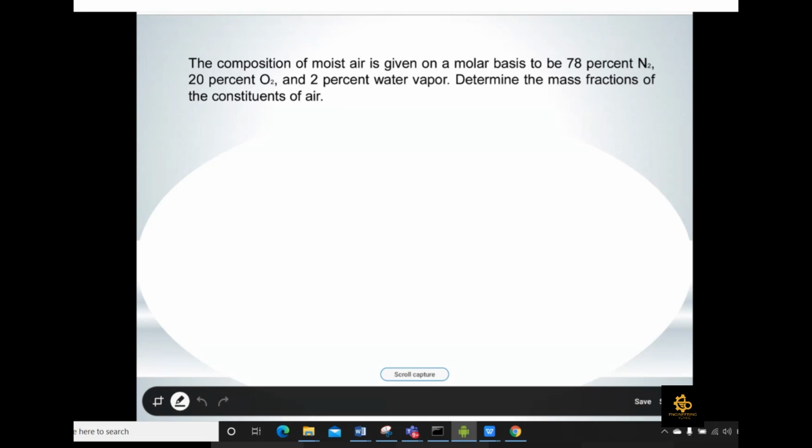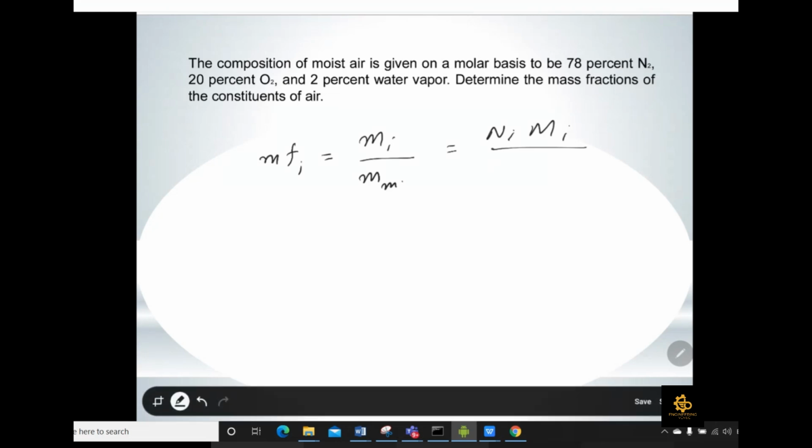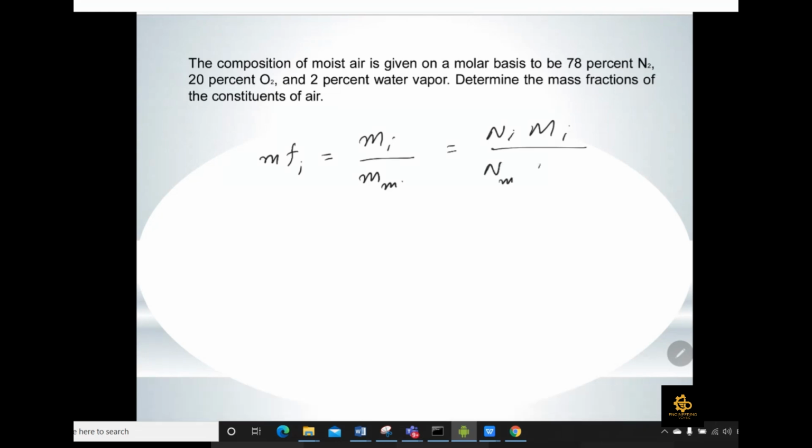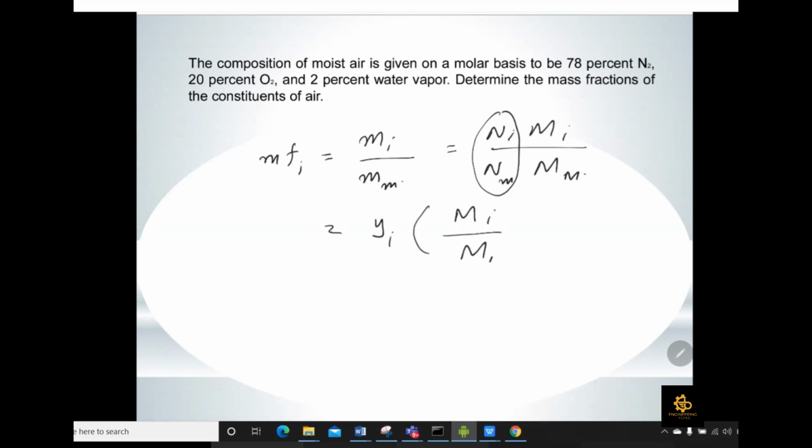In order to solve this question, we already saw one relation from the previous slide: the mass fraction of the individual component is equal to the mass of the individual component over the mass of the mixture. We already know that m is equal to N i M i, the number of moles times the molar mass of the individual component, and similarly for the mixture. So from here, this term is equal to the mole fraction: Y i M i over M.